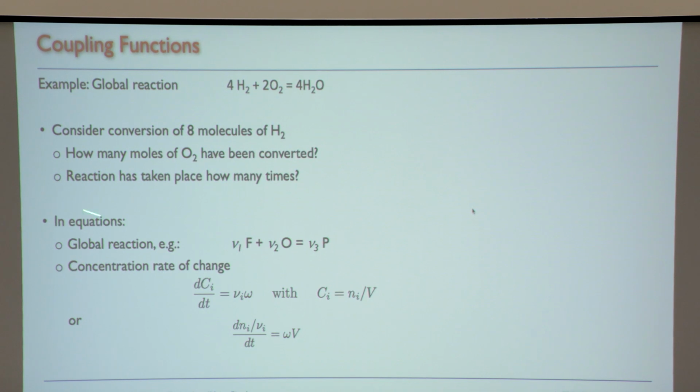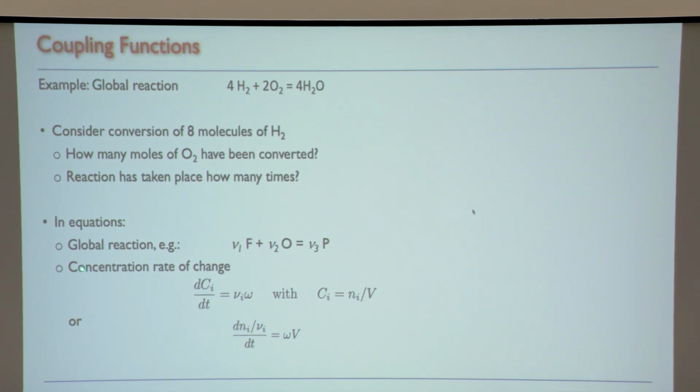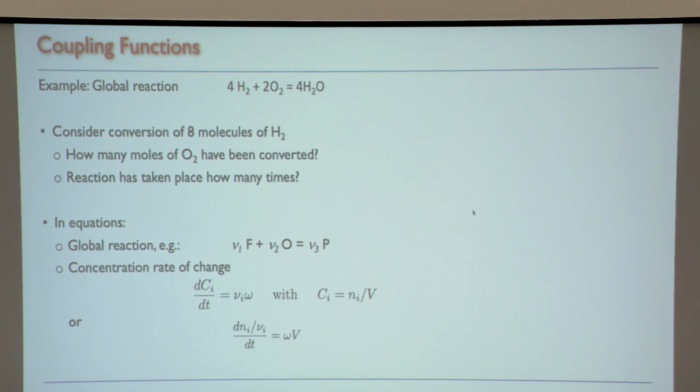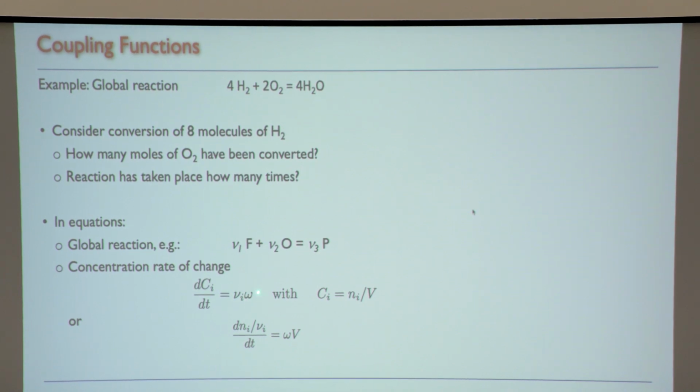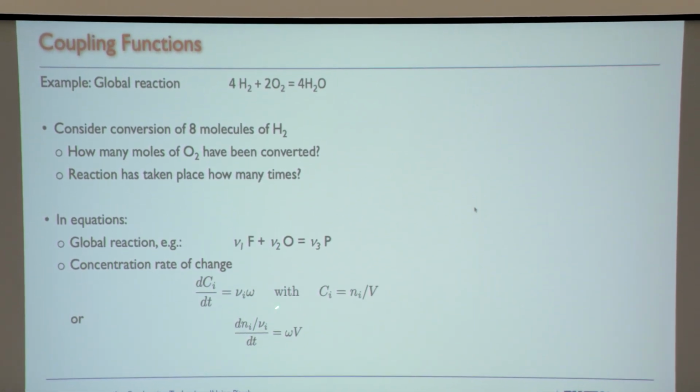Write this in equations. So this is a general global reaction, and then here the concentration rate of change, dC by dt for a species I, is the reaction rate: how often does the reaction take place per unit time and volume, times the stoichiometric coefficient. And remember, nu is negative on the left-hand side. But this is the species equation.